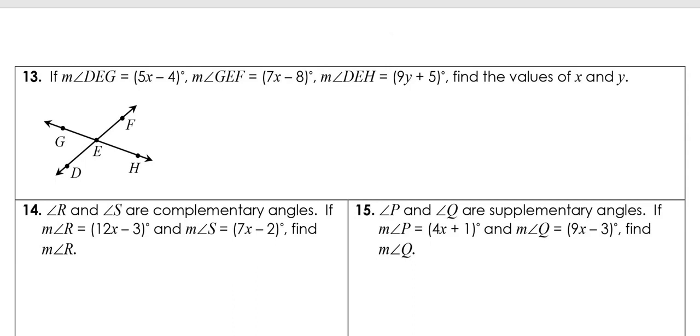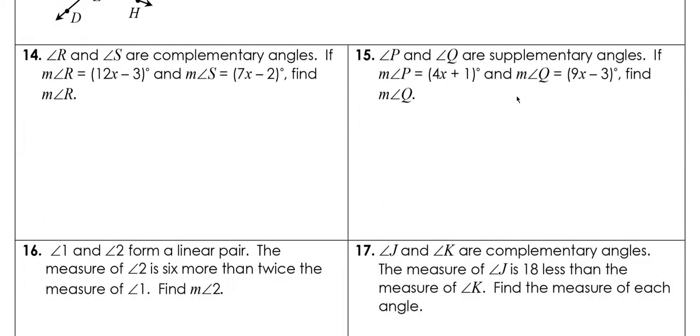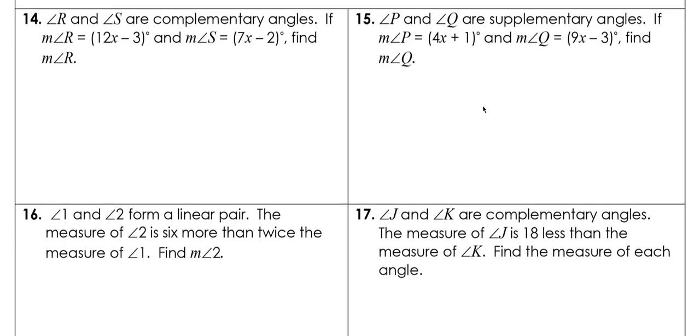And let's see where else we got to go. Let's look. What else do I do? Well, 14, it's telling me that they're complementary. So if they're complementary, they're equal to 90 degrees. Add them together, set it equal to 90. 15 are supplementary. Add together, set equal to 180.